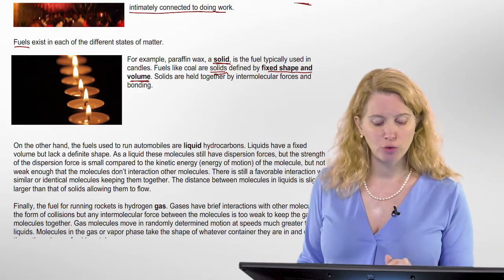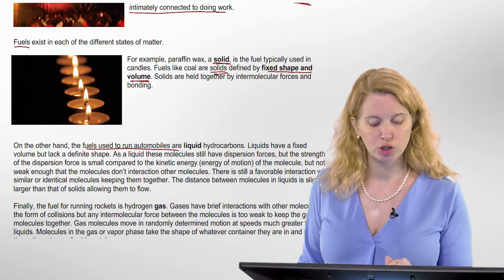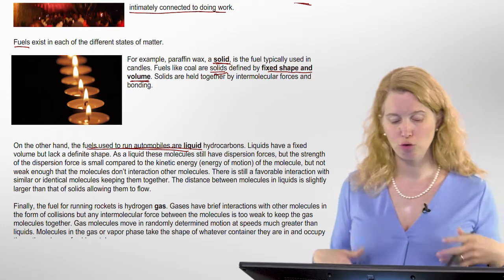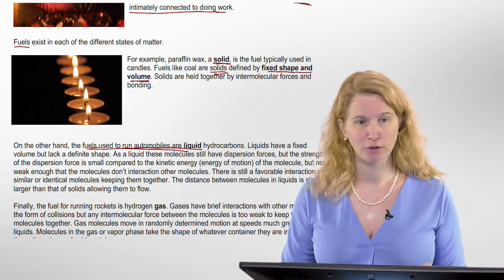On the other hand, you almost certainly know that the fuel used to power an automobile is liquid hydrocarbons. Petrol, benzene, gasoline, whatever it's called where you live.